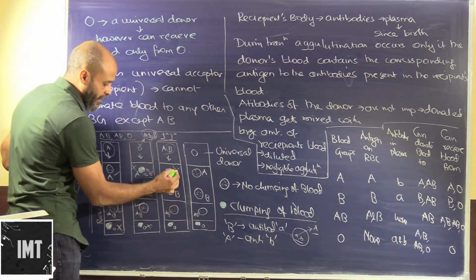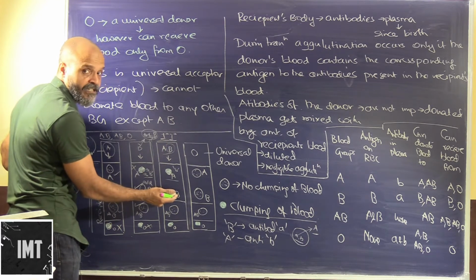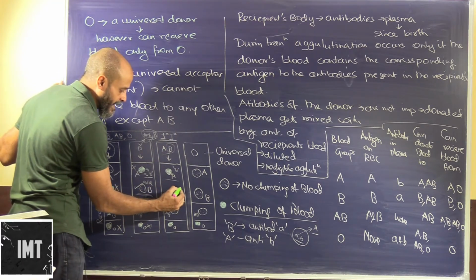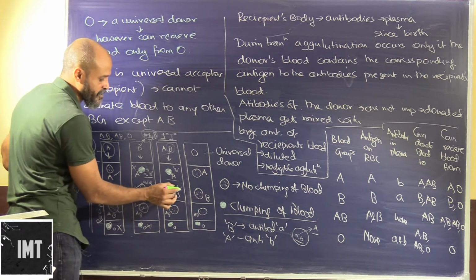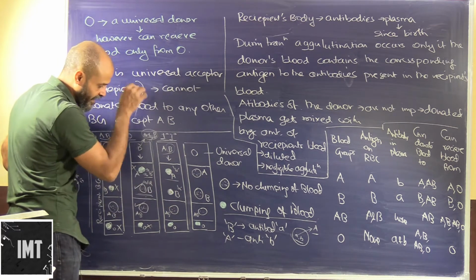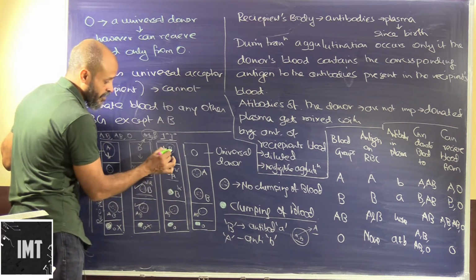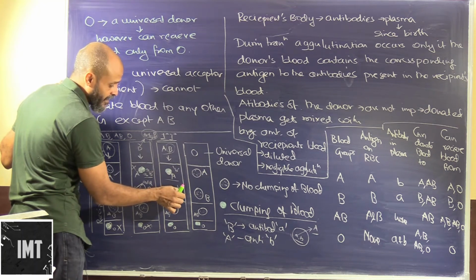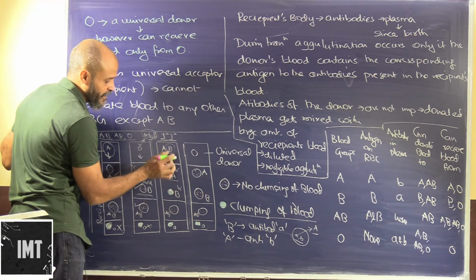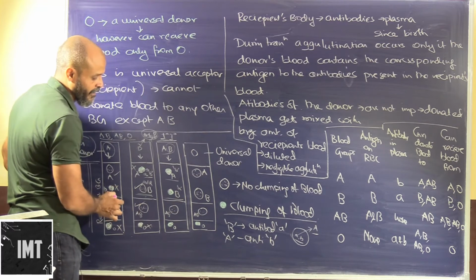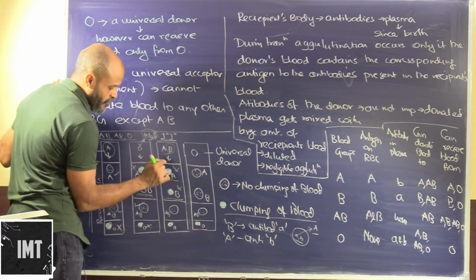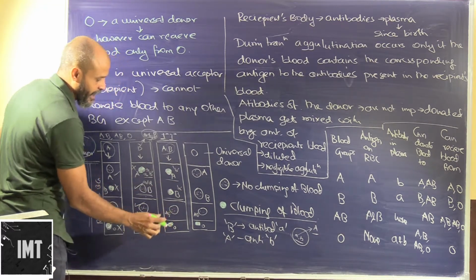A person having blood group B, if the recipient has blood group B, there will be antibody A produced, and antibody A will react with antigen A. So blood group B will have antigen A, and this will react with this. So again there is a problem. Okay, so now let's look at AB.